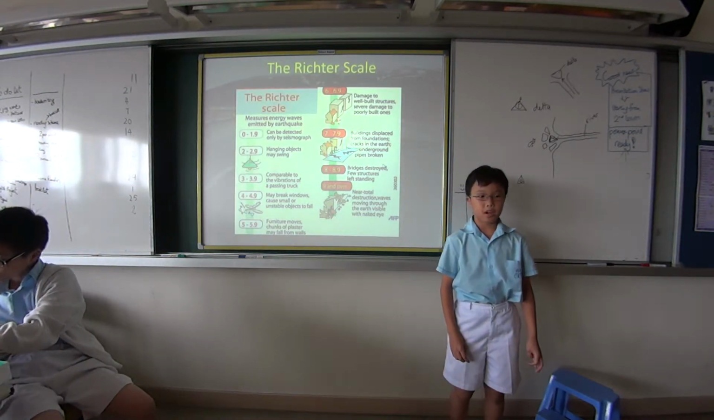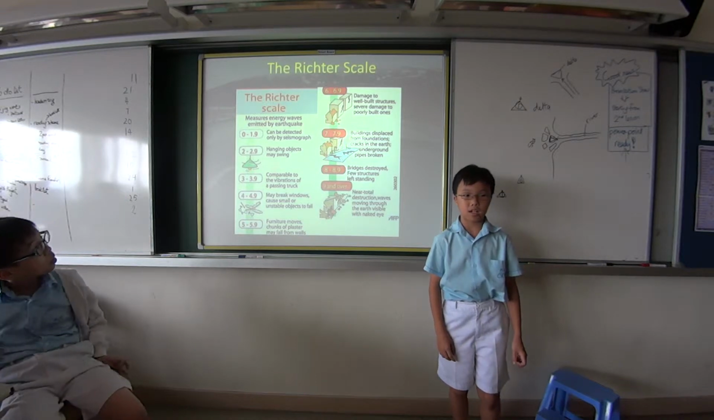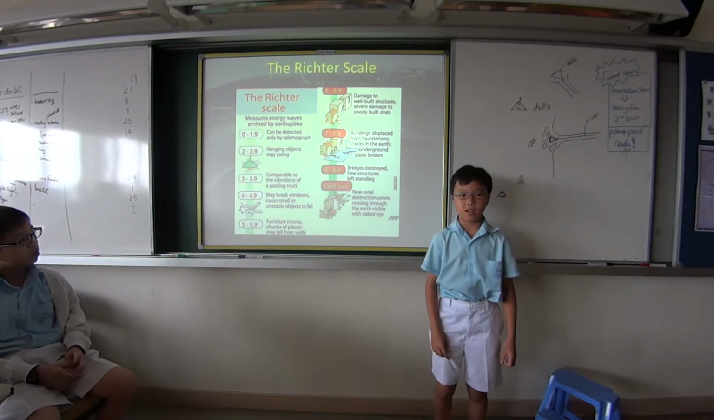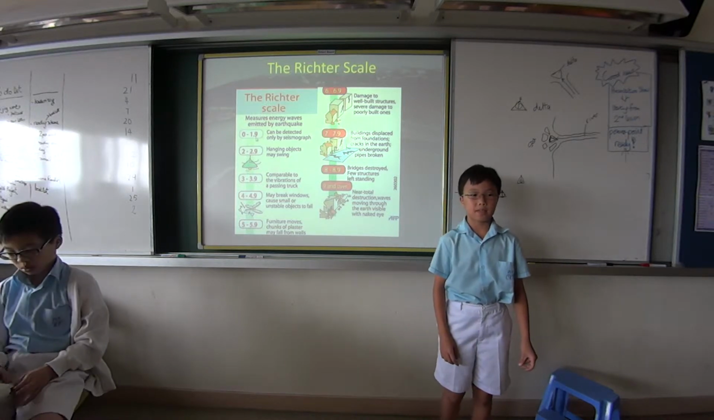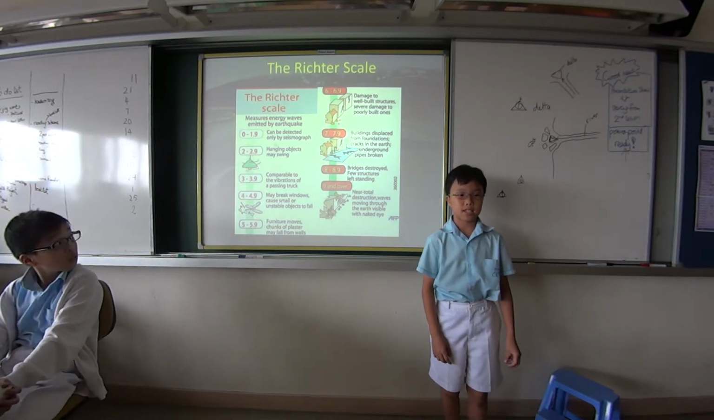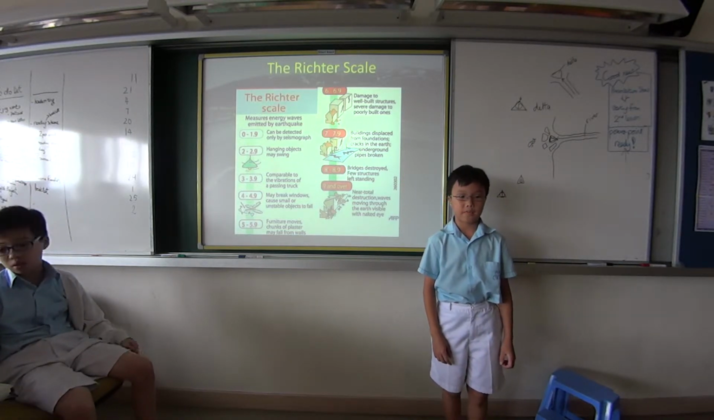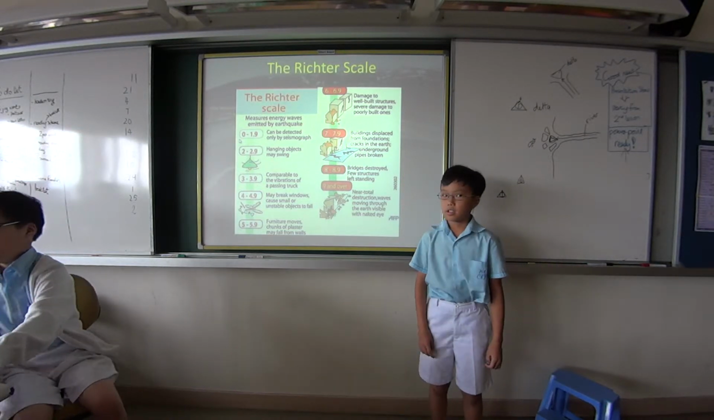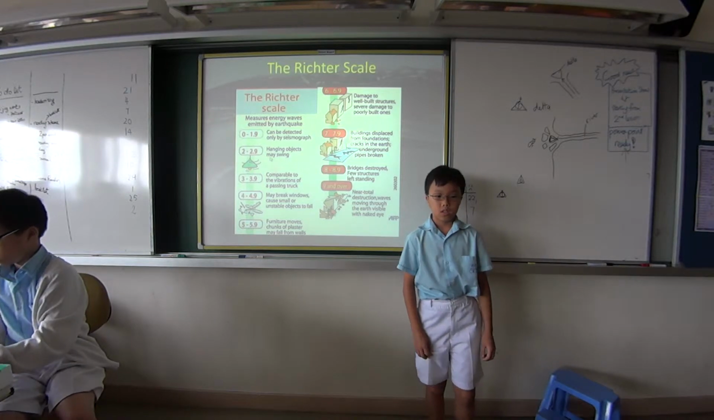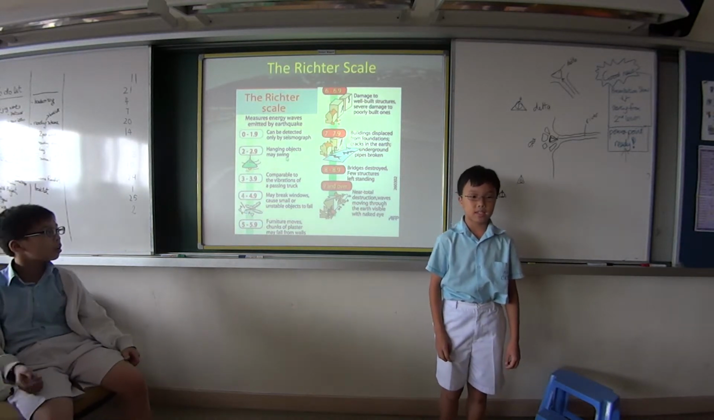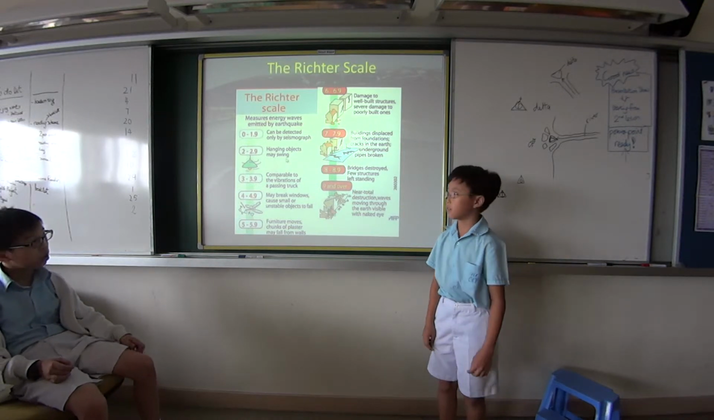The waves of the earthquakes are measured by a scale called the Richter scale. In magnitudes of 1, the shaking can only be detected by a seismograph. A seismograph is an instrument that is used to detect the waves of an earthquake. In magnitudes of 2, hanging objects might sway. It is the smallest quake that people could actually feel.